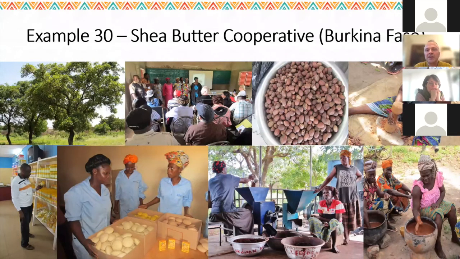And so when they looked at their risks and their challenges, they decided that they needed some equipment, because there were so many women doing this, the quality was so variable, and it was such a time-consuming process. They decided to invest in new equipment, two types of equipment. One was a grinding machine to grind up the nuts rather than doing it by hand. And the other was a machine, like a big stirring machine, that separated the oil from the waste.